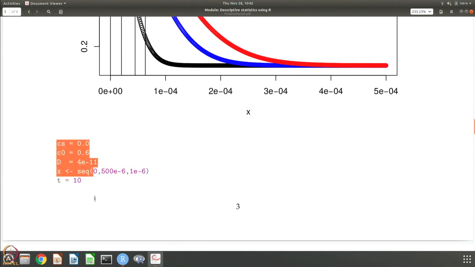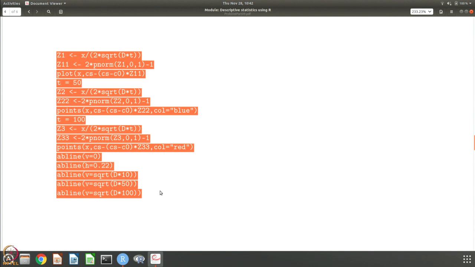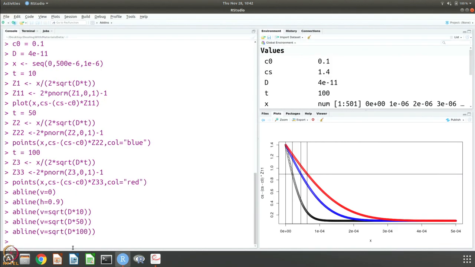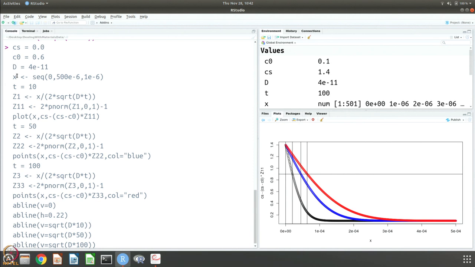And the second solution is, of course, we want to keep the surface concentration to be 0 and we want to look at far field composition, and then we want to look at what happens to the solution. So, let us do that. We are doing the same thing, surface concentration is 0, far field composition let us say is 0.6, and same diffusivity, and we are again looking at 0.5 millimeter and we take 10 seconds, 50 seconds and 100 seconds. We are going to use the same formula because when you substitute Cs to be 0, it reduces to C0 times the error function solution.